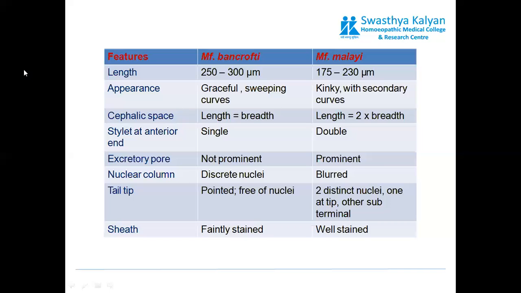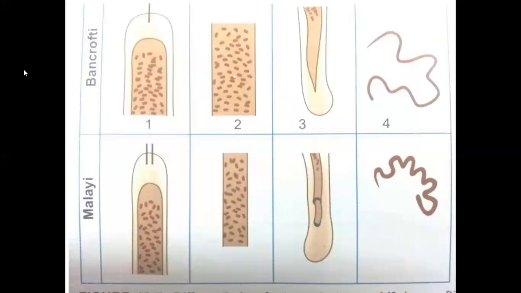Anterior end, single or double nuclear column: discrete nuclei in one, blurred nuclei seen in the other. Excretory pore not prominent in one, but prominent here. Tail tip and sheath are also differentiated. This is a pictorial diagram showing the difference between the Malay and the bancrofti form.